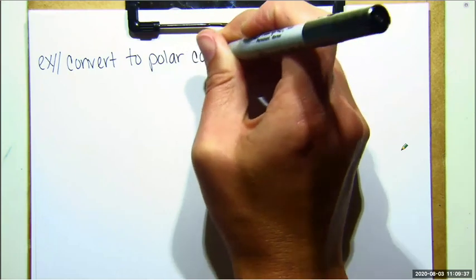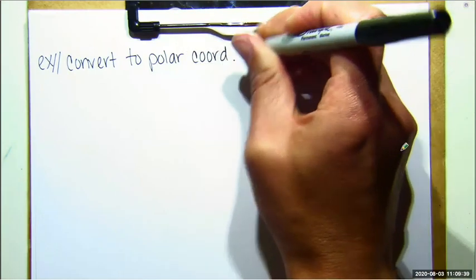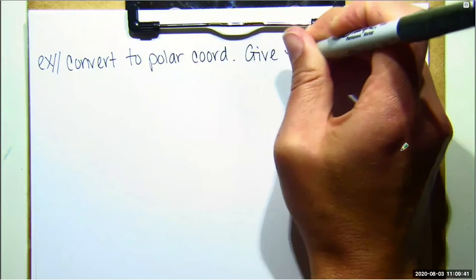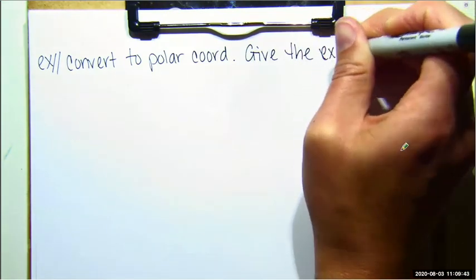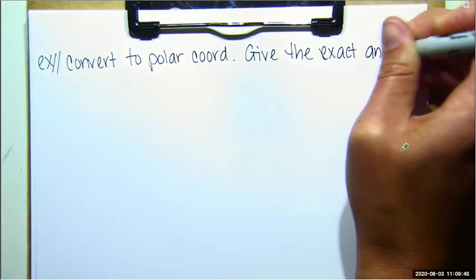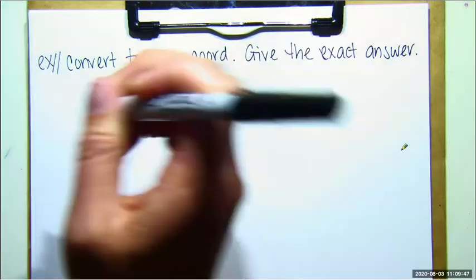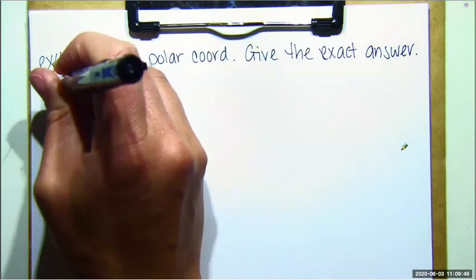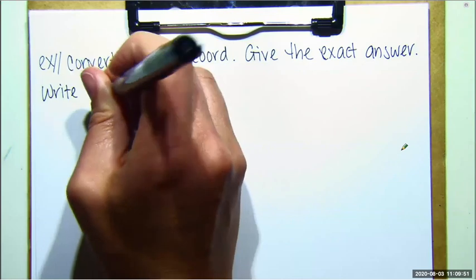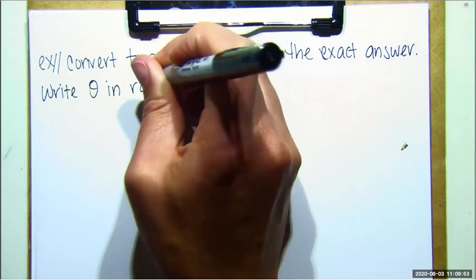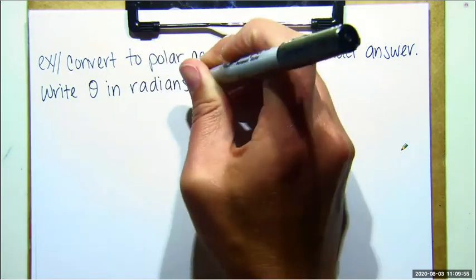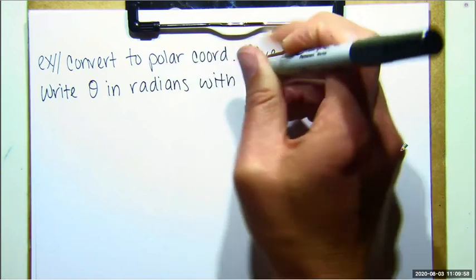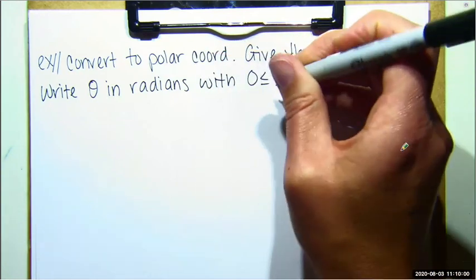Convert to polar coordinates. We're asked to give the exact answer. Write theta in radians, with theta between 0 and 2 pi.